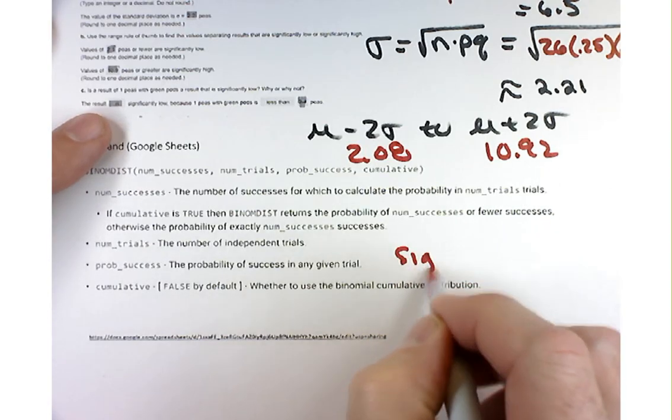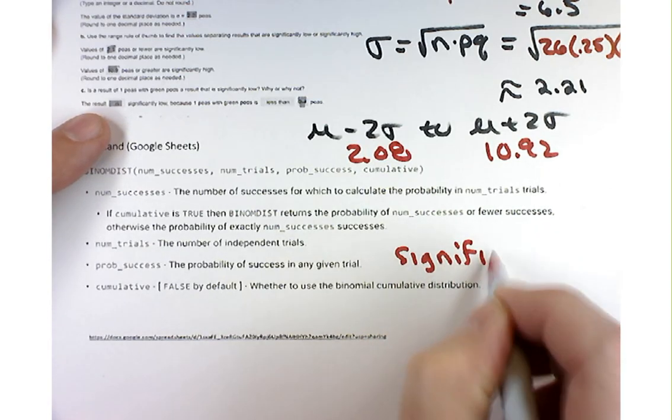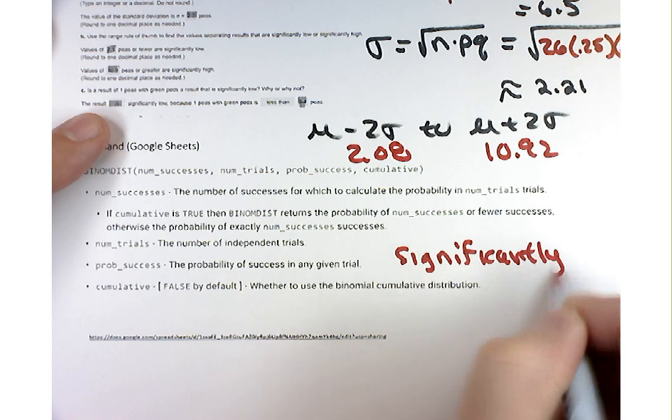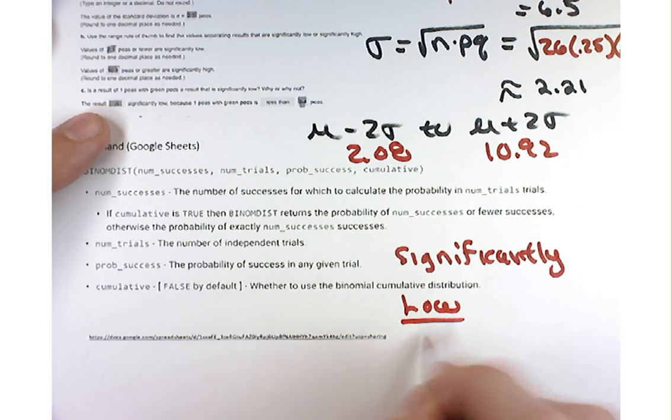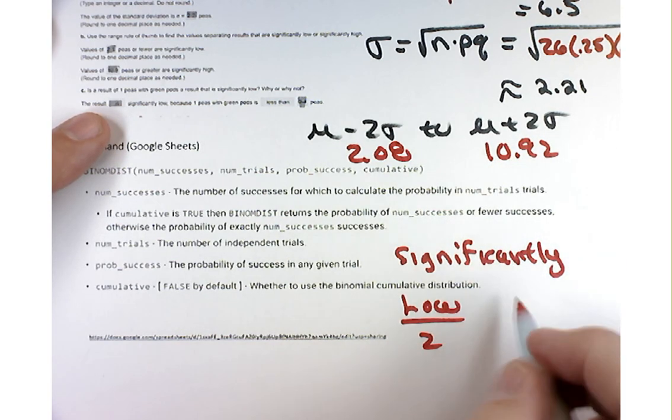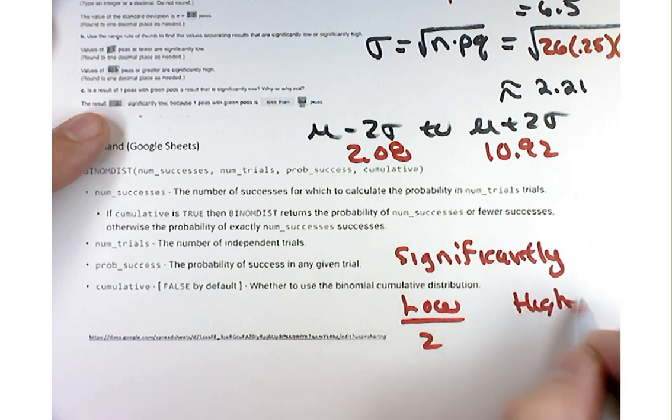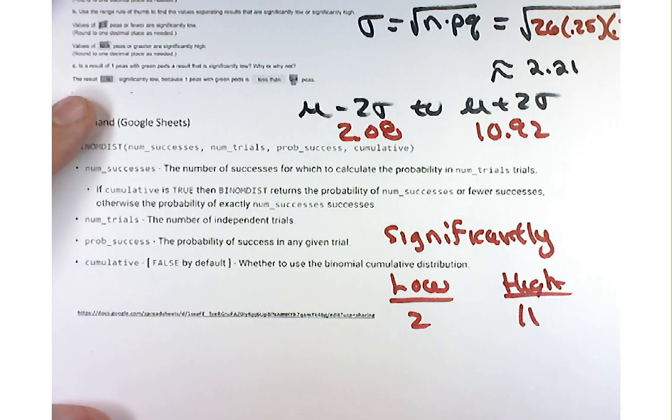2. So significantly low starts at 2, significantly high starts at what? 11. Starts at 11. Nice. Excellent. Comments or thoughts on this last one?